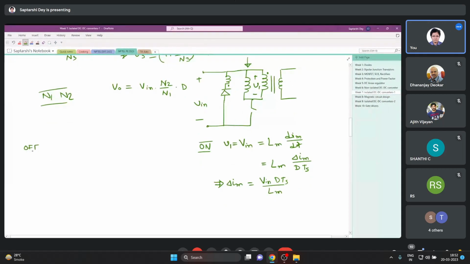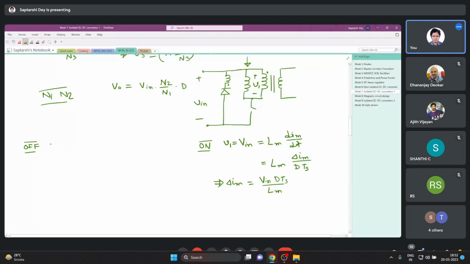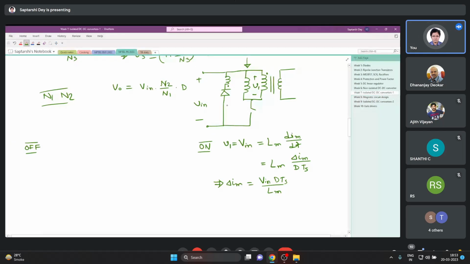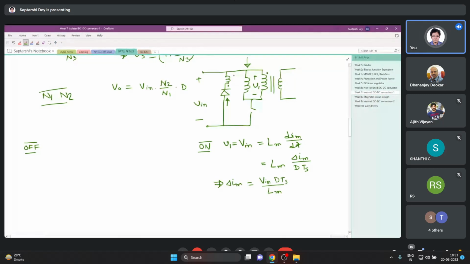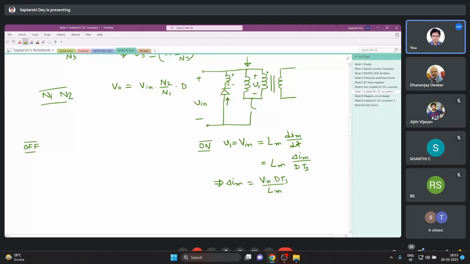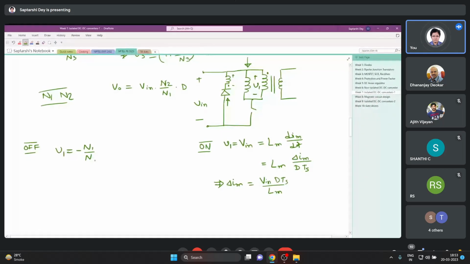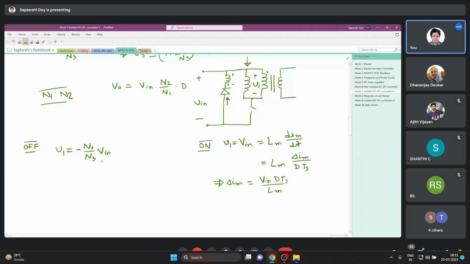Now during off time, this thing is already discussed in the lecture, or am I just repeating it? It is discussed, sir. Okay, so since I have started, I will quickly complete it. During off time, what is happening? This diode is now carrying the current so that the power can be fed back. So we have V in being impressed like this, minus on the dot terminal, plus on the other. So during this time we have V1 equals minus n1 by n3 V in. It is being transferred from n3 to n1.